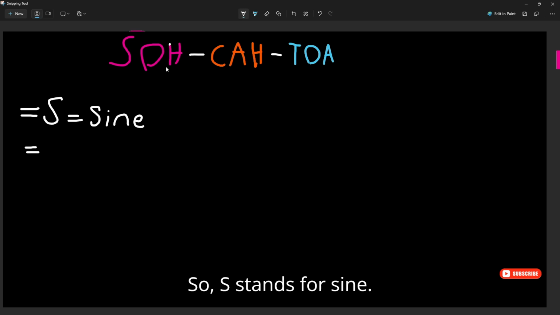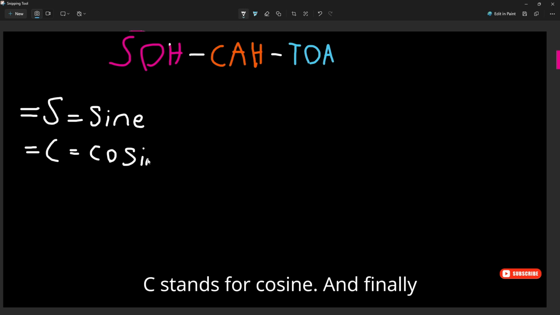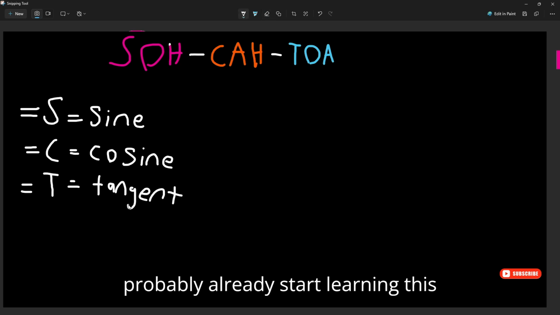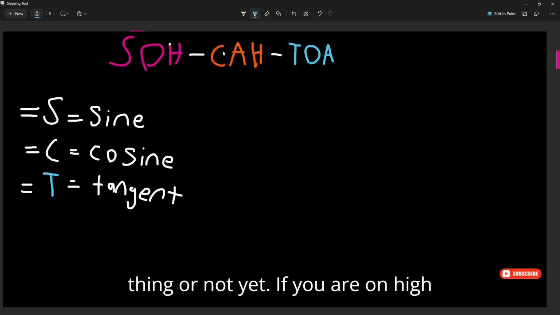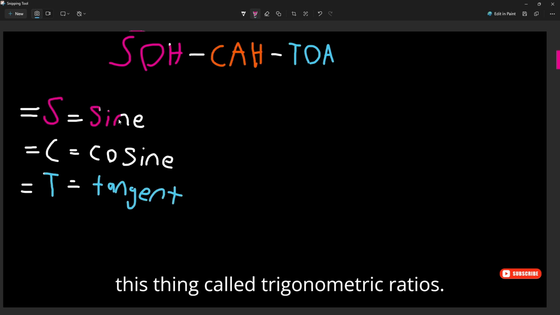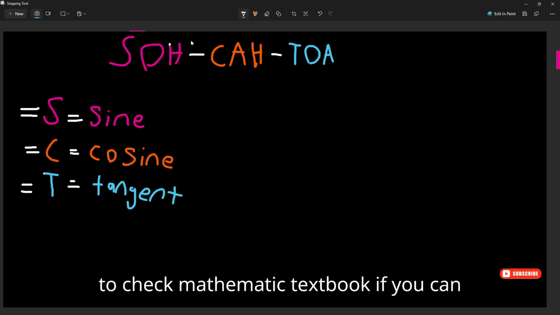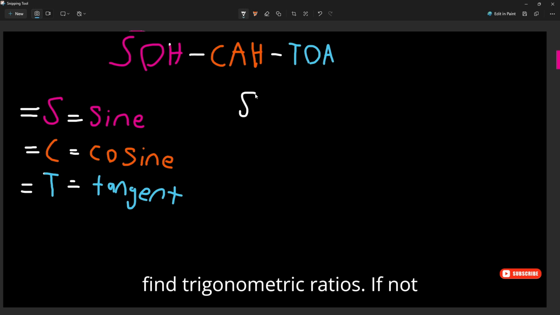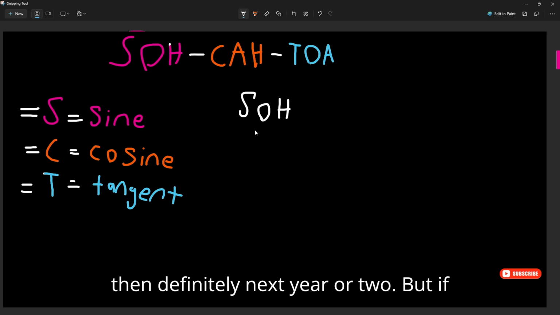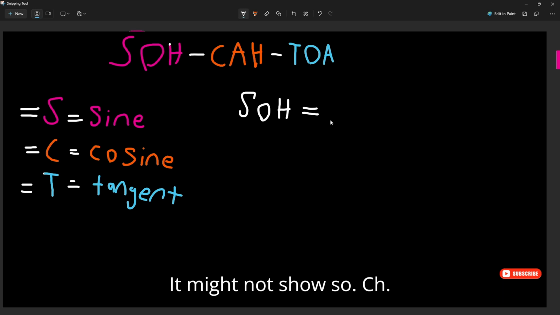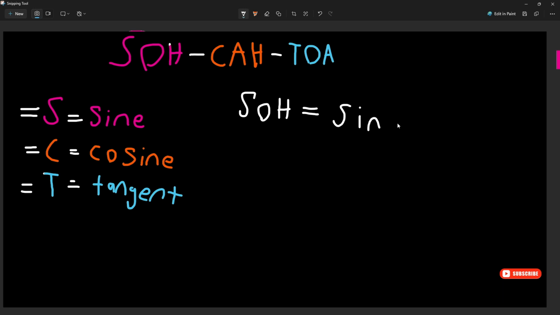So, S stands for sine, C stands for cosine, and finally T stands for tangent. You guys probably already started learning this, or not yet. If you are in high school but still haven't learned these trigonometric ratios, then maybe sooner or next year. Make sure to check your mathematics textbook for trigonometric ratios. If not, then definitely next year or two. But if it's in the textbook, or finally, wait for it, it might not show SOH-CAH-TOA. Because this is just a shortcut form and really easy to memorize.